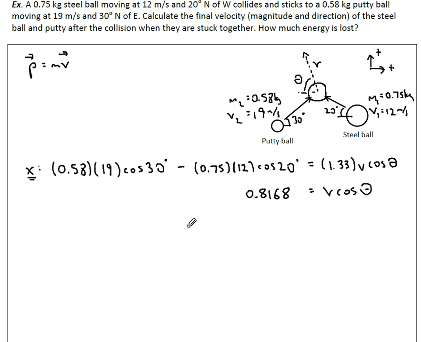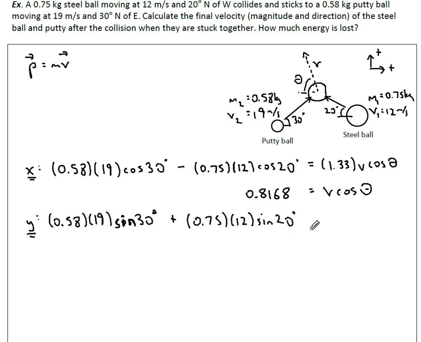So there is our first equation. And it's actually very similar to the previous one we did. So we will be doing a little more algebra as well. So in the y direction, it's 0.58 times 19 cos 30. Now for this one, they're actually both going to be positive because both the putty ball and steel ball are moving up the page. So both in the positive direction, so 0.75 times 12. Sorry, this should be sine, not cosine. I'm talking about the y direction now. Sine 20. And we end up with 1.33 V sine theta.